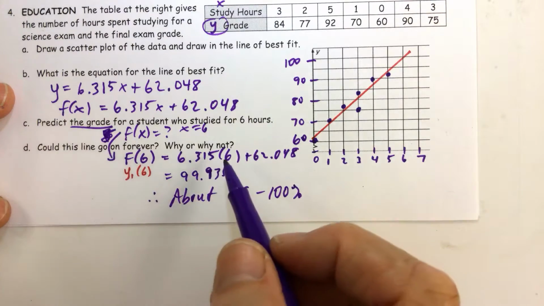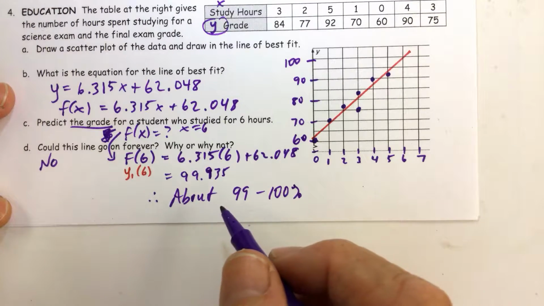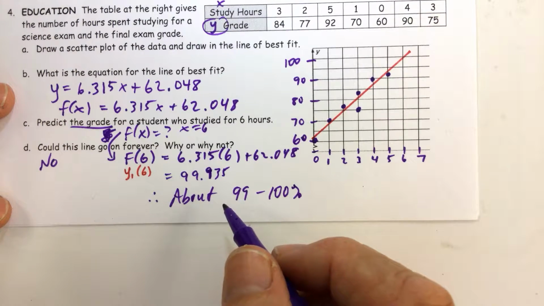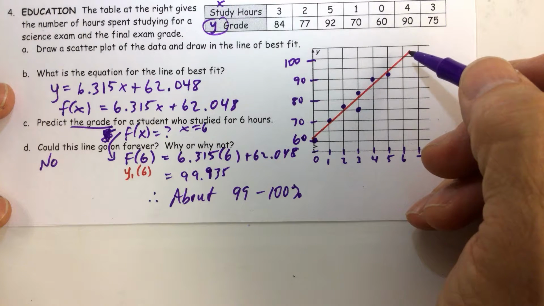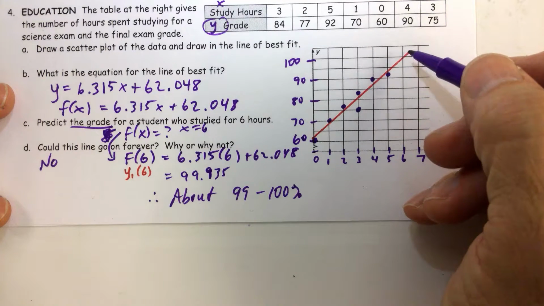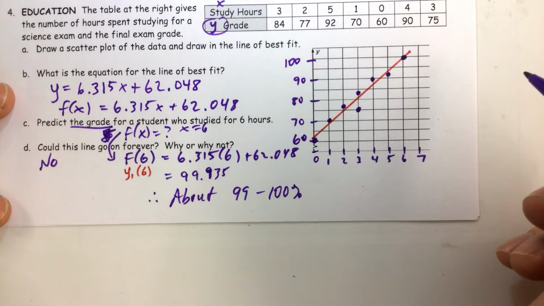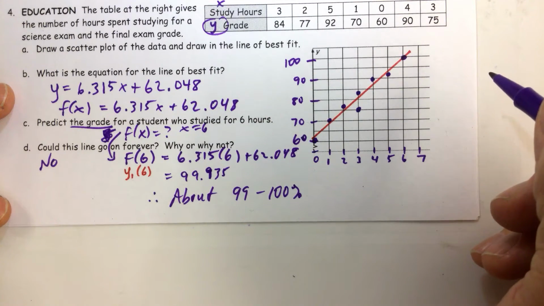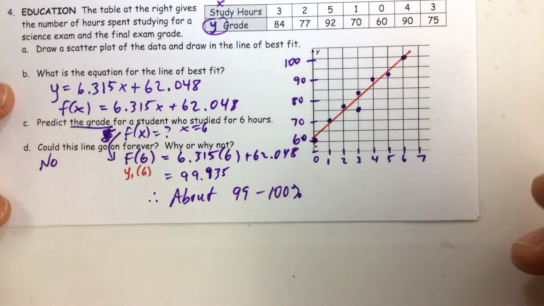And then could this line go on forever? Well, no, it can't go on forever unless there's an infinite amount of extra credit. But it kind of ends right there at 100%. So besides the extra credit possibilities, no, it can't go on forever. You'd top out at about 6 hours. You would expect someone to get a 100% who studied for 6 hours or above. So that's how to answer that.